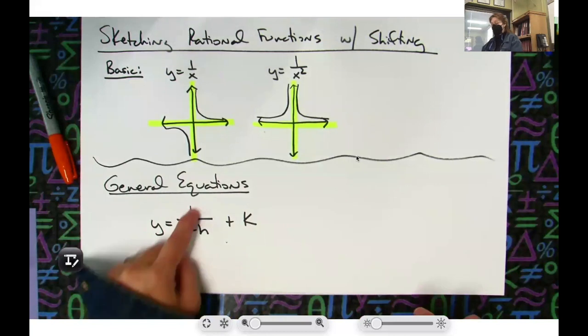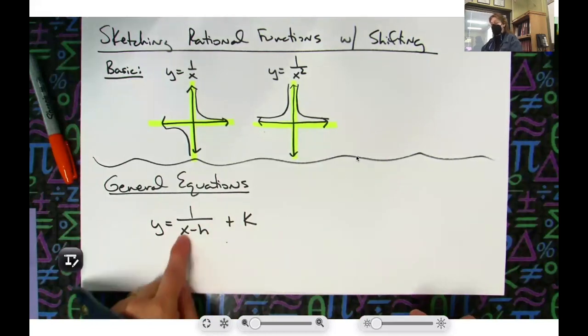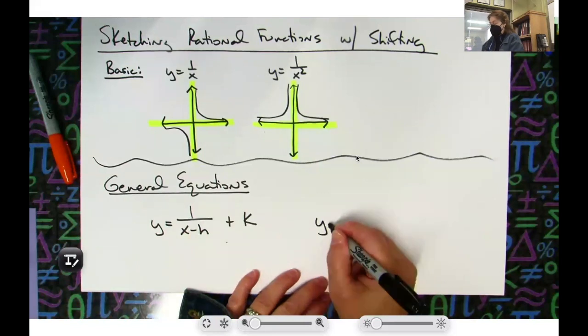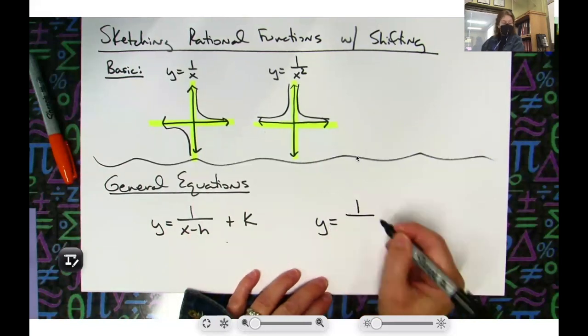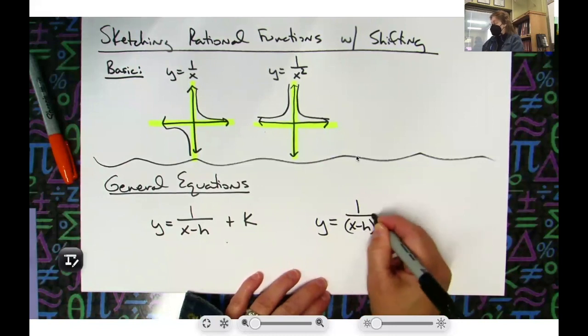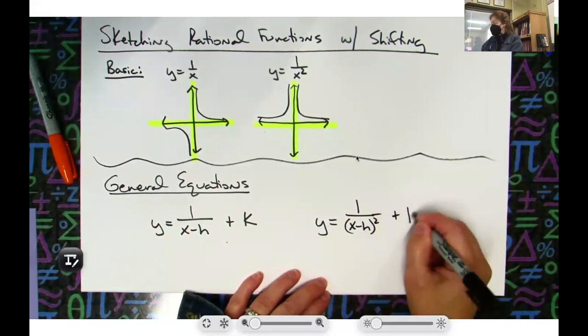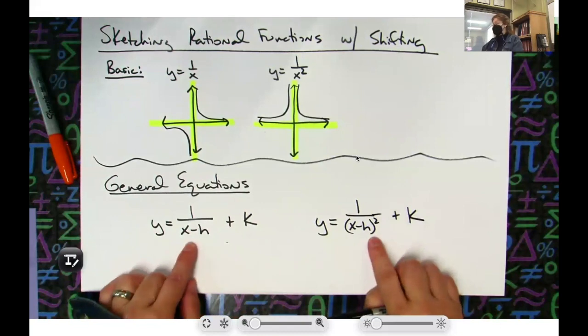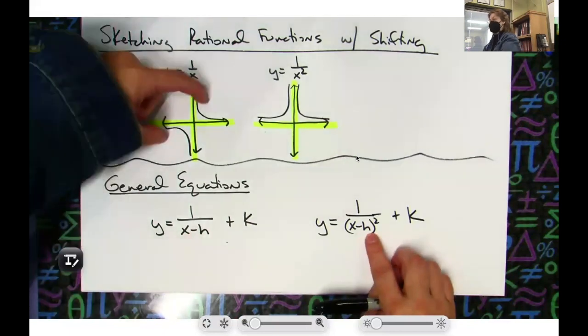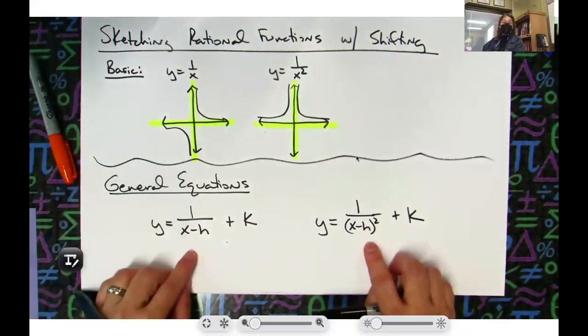This graph is a 1 over x because I don't see any squared down here whatsoever. The other one we're going to deal with is y equals 1 over x minus h quantity squared plus k. So there's the difference. If it's got the squared, they're both going to be up. If it doesn't have a squared, they're going to be in opposite corners. All right, we're not going to worry about how a negative affects the graph just yet.